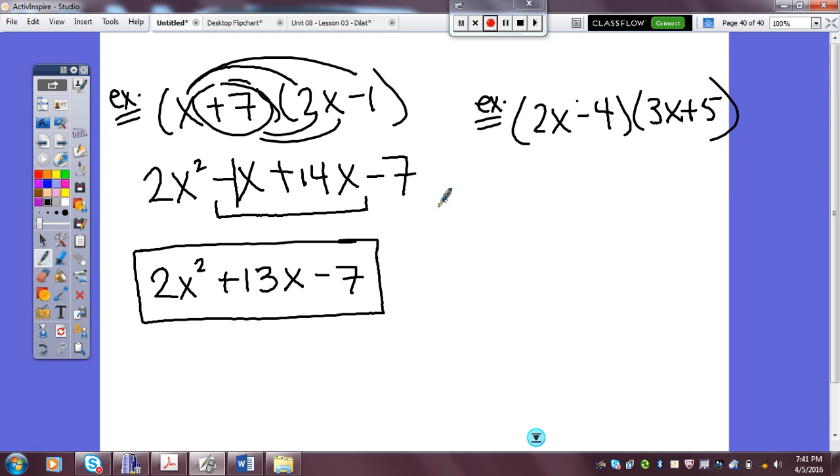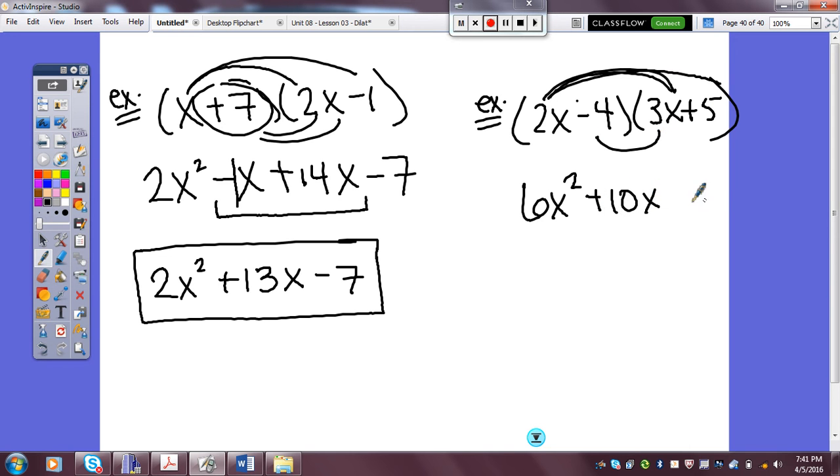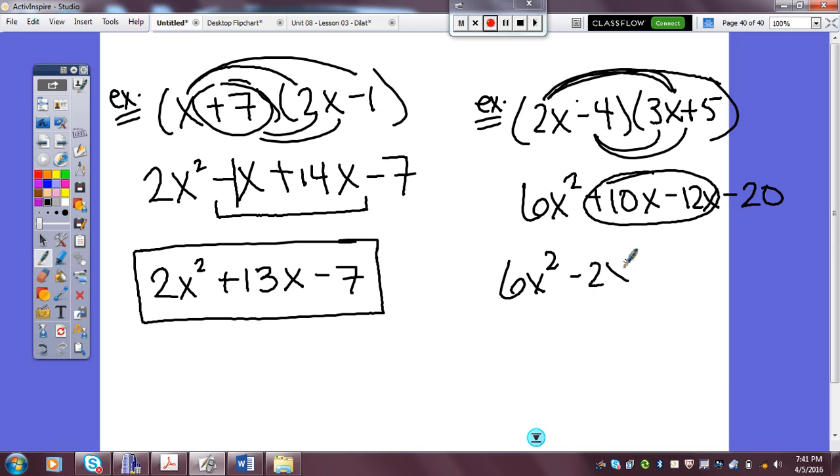So, okay, let's double distribute. 2x times 3x, 6x squared. 2x times 5 is 10x. Negative 4 times 3x is negative 12x. Negative 4 times 5 is negative 20. Clean up my middle terms. 6x squared minus 2x minus 20.